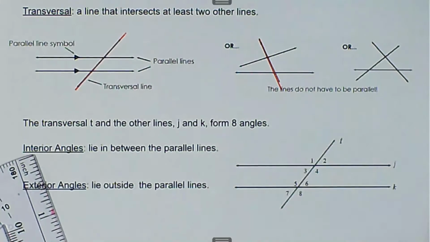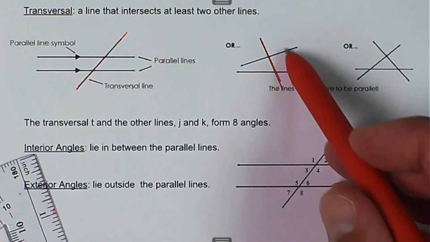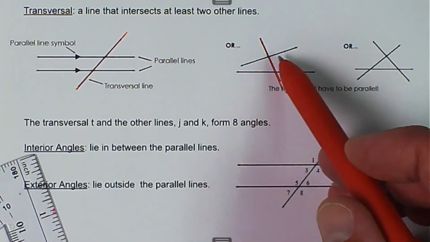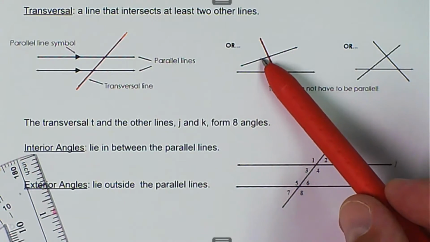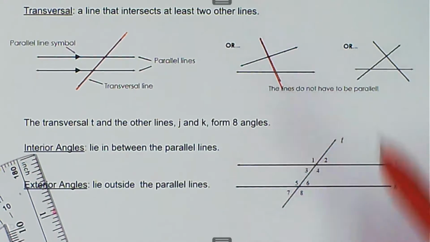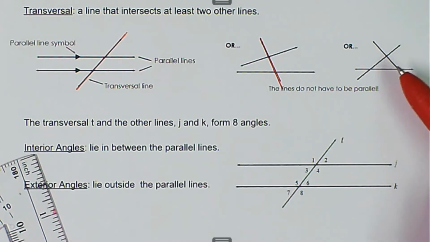These other lines are not parallel, but it's still a transversal that cuts through two other lines. So that's one thing we're going to have to make sure we check.